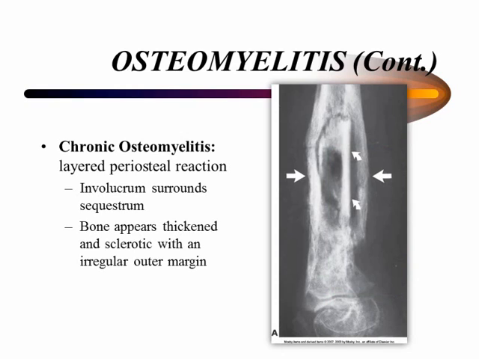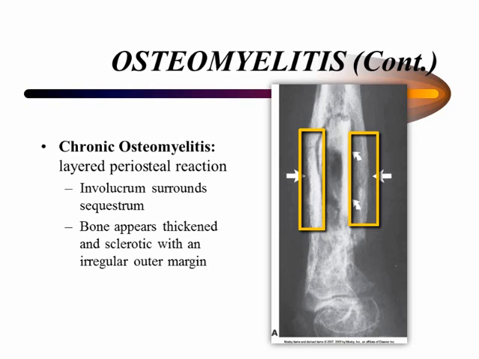The more virulent the organism, the larger the area of destruction. Subperiosteal spread of inflammation elevates the periosteum and stimulates the deposition of layers of new bone parallel to the shaft. This results in a layered periosteal reaction that is characteristic of benign diseases, especially infection.